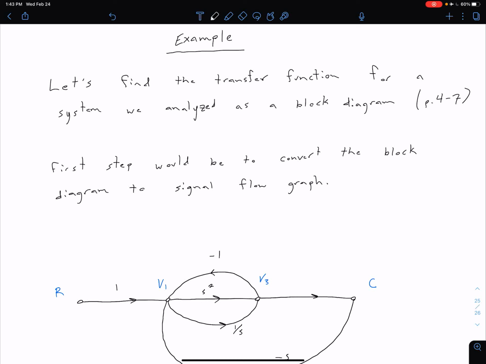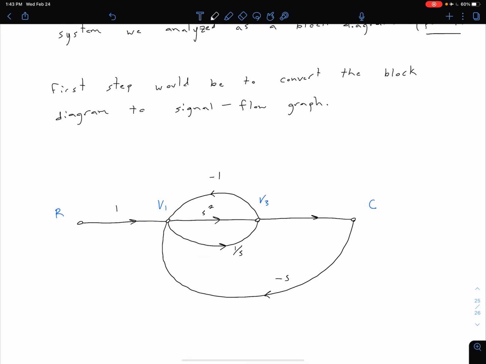Let's look at one more example to get some additional practice using that Mason's rule formula. So in this case, let's find the transfer function for a system that we had analyzed previously as a block diagram. This is on page 4.7 in the notes that are posted on Canvas. So the first step, of course, would be to convert this block diagram to a signal flow graph.